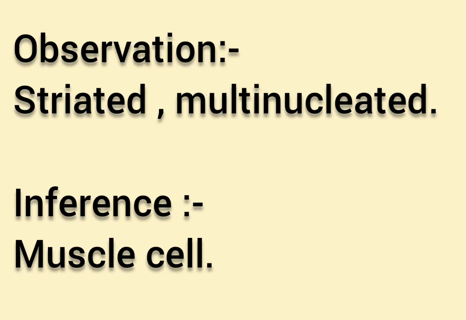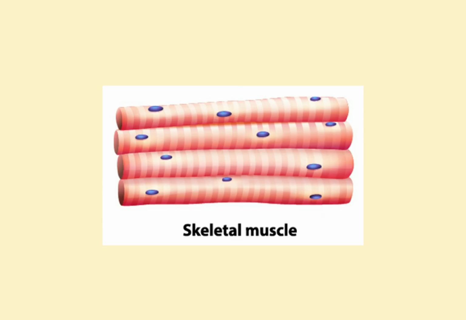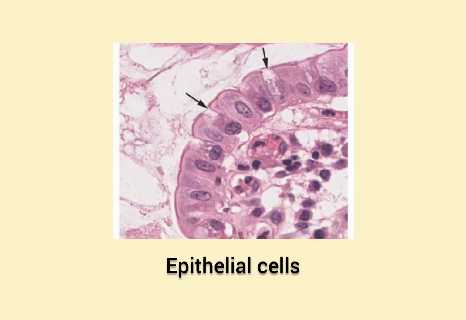under the microscope. Under the microscope, we can see cells which are striated and with many nuclei. Skeletal muscle cells are arranged in bundles and they are cylindrical in shape. Cells of the skin, as observed in procedure 1, appear flat.